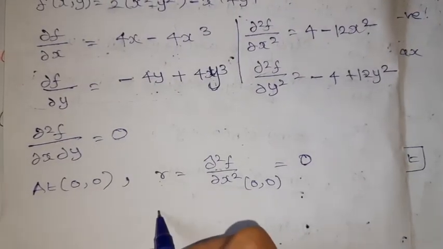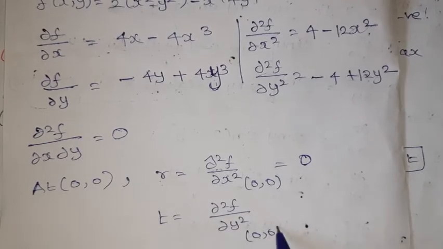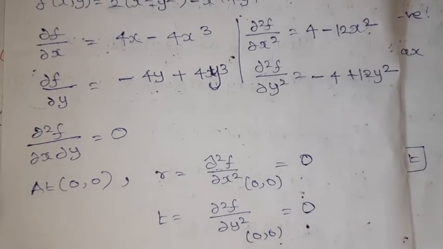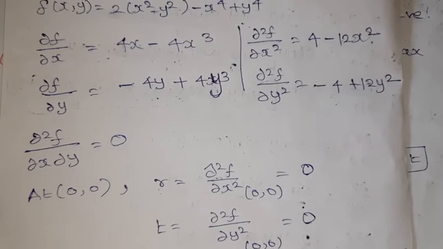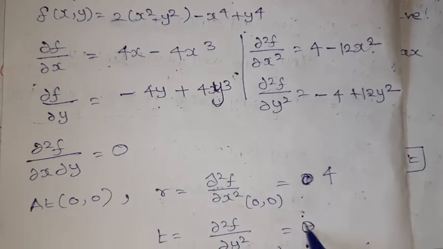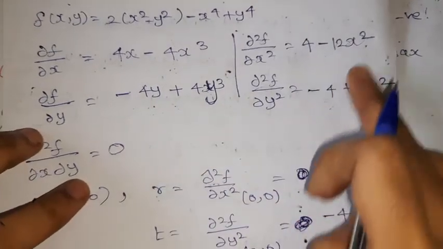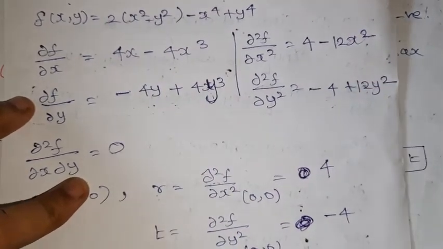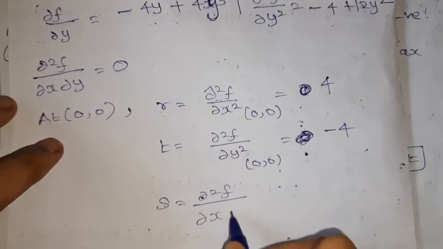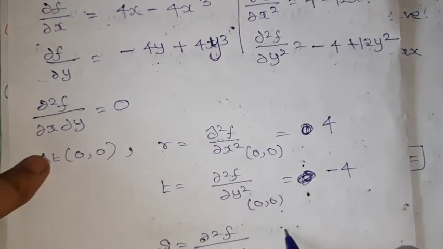Then the t value, ∂²f/∂y² at point 0 comma 0. Substitute 0 comma 0 in place of x and y. So it is not 0, really sorry, this is minus 4, a constant. By substituting x and y as 0, we get minus 4. Then what is s? ∂²f/∂x∂y at 0 comma 0. Already 0, so it is 0.